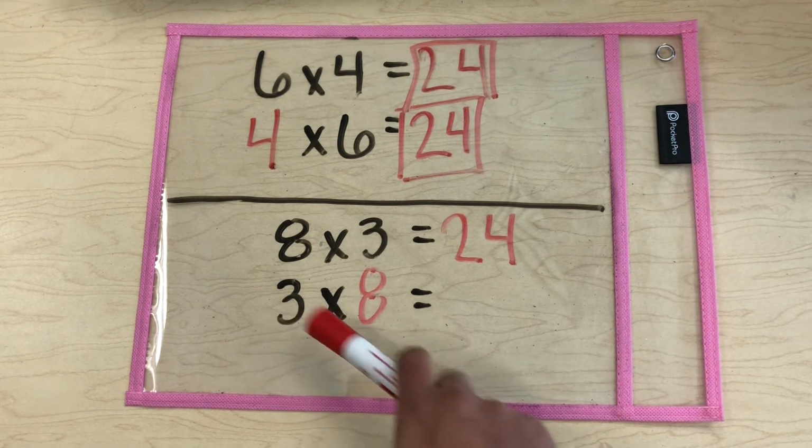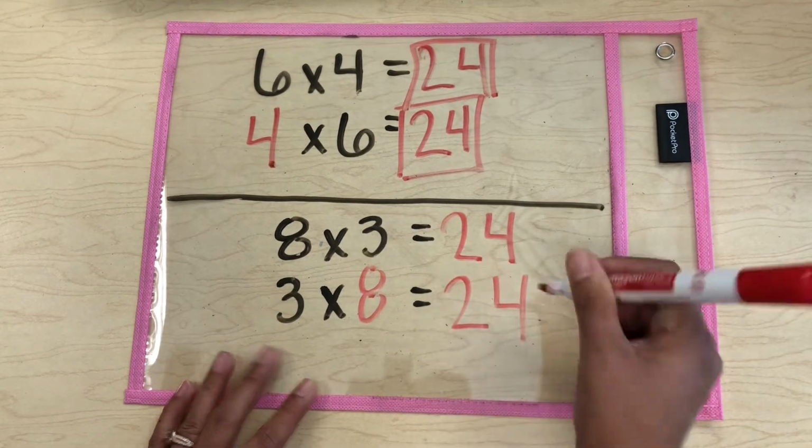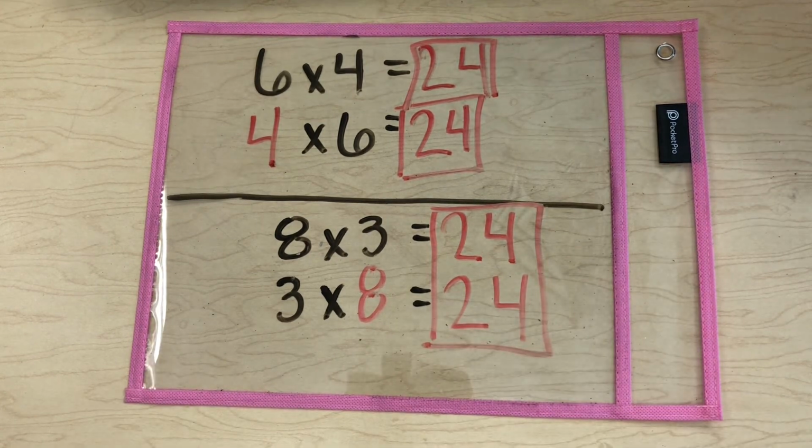So what is 3 times 8? 24. Very good. Remember, if you don't get the same product, you didn't use the commutative property right.